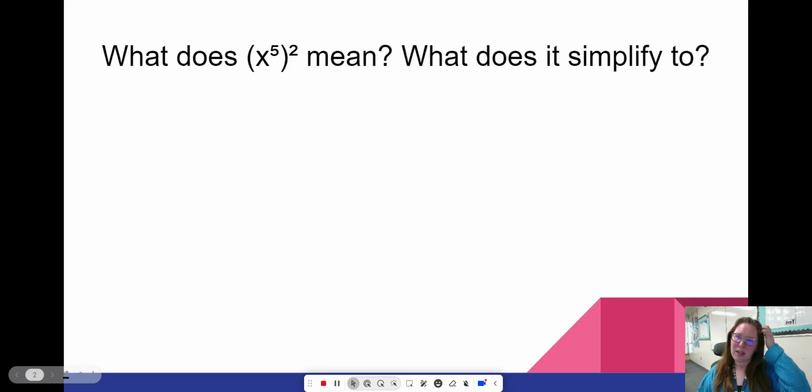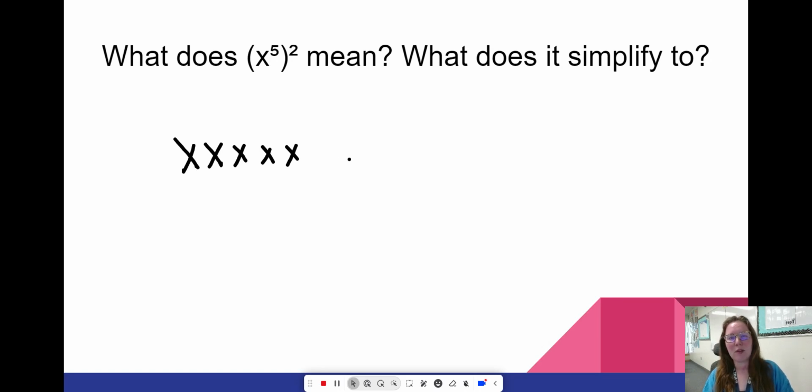So we already know that x to the power of 5 means x times x times x times x times x. So I'll go ahead and write that down. X times x times x times x times x. And I wrote the letter x 5 times. Well, now this exponent means, hey, you need to do this a total of 2 times. So here's my first one. And let's do it a second time. 1, 2, 3, 4, 5.